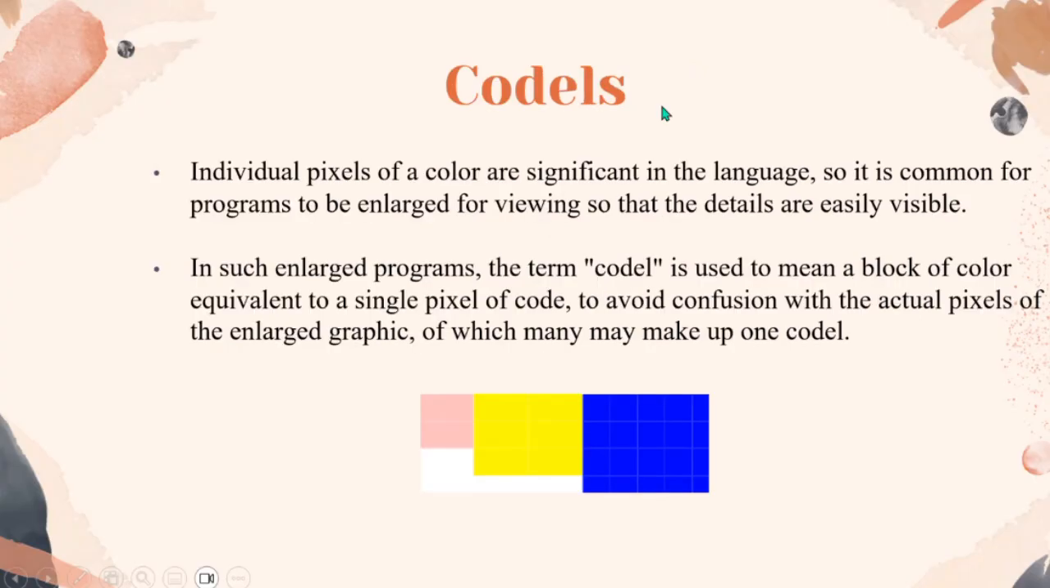We'll see later. Here is a terminology defined by the person who wrote the language, which is codels. Basically, codels are pixels, but they are enlarged. So, as you can see here, if we take the pink one, it is only 4 pixels. If it is really 4 pixels, we can't see it. But the compiler enlarges these pixels for us to be able to see it. And these pixels, we call codels.